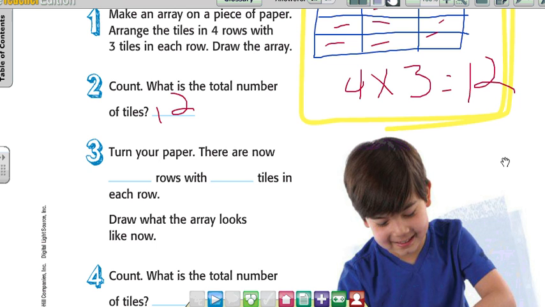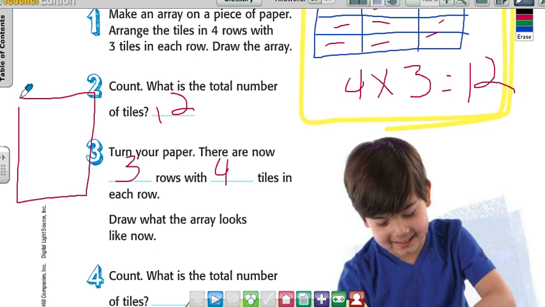Then it says, turn your paper. There are now blank rows, so let's see what they tell you. There are 3 rows with 4 tiles in each row. Draw the array, draw what the array looks like. So now they want the opposite. Now they want 3 rows with 4 tiles each. Now this is going to look like this. 3 rows. 1, 2, 3. With 4 tiles in each row. 1, 2, 3, 4. So how many tiles do I have there?